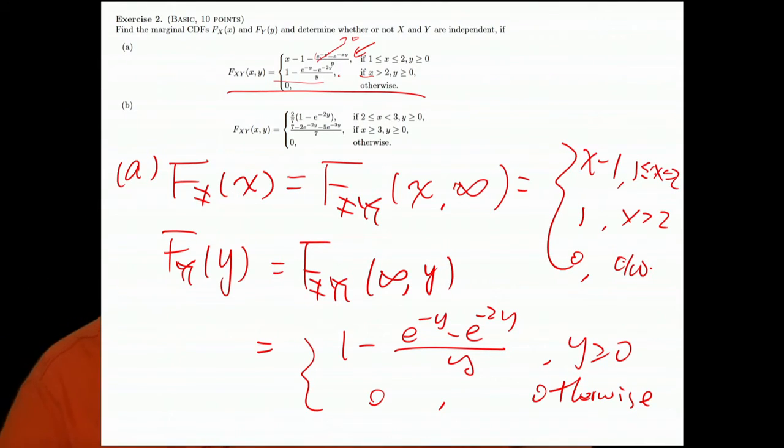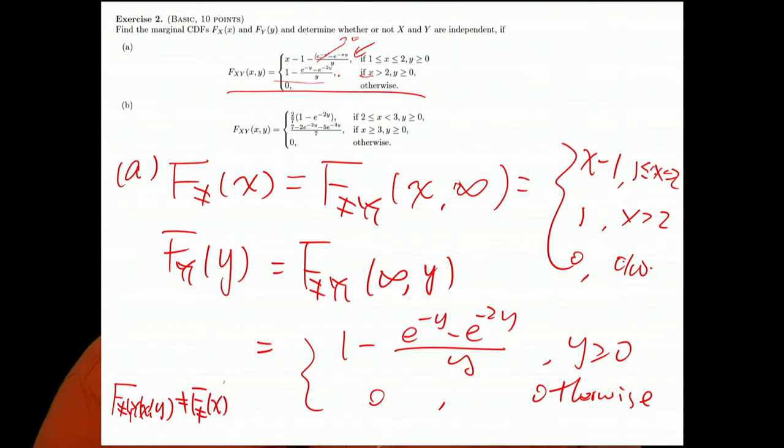And so F of x and F of y are not equal, because they are not independent. The joint CDF doesn't equal the multiplication of the individual CDFs, so they are not independent.